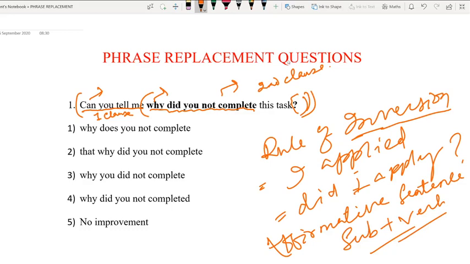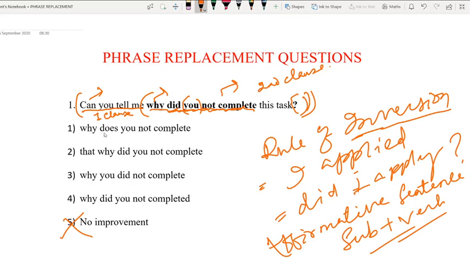Okay, so let's start. Can you tell me why did you not complete this task? Here you can see you, the subject follows the verb, which is absolutely wrong. As I told you now, the subject should come first and then the verb should be placed in such cases. But here the sentence is written following a wrong structure and hence option number 5 is eliminated. Right?